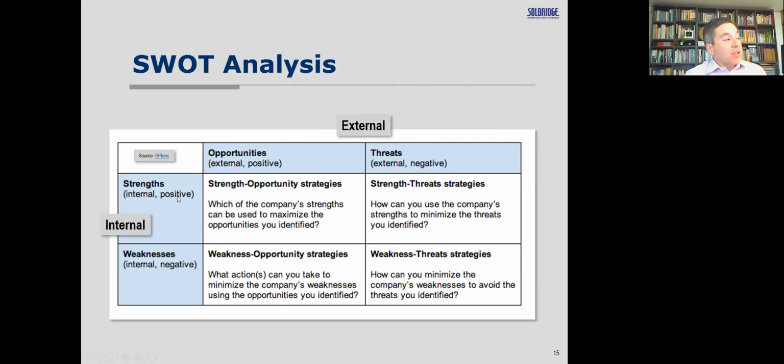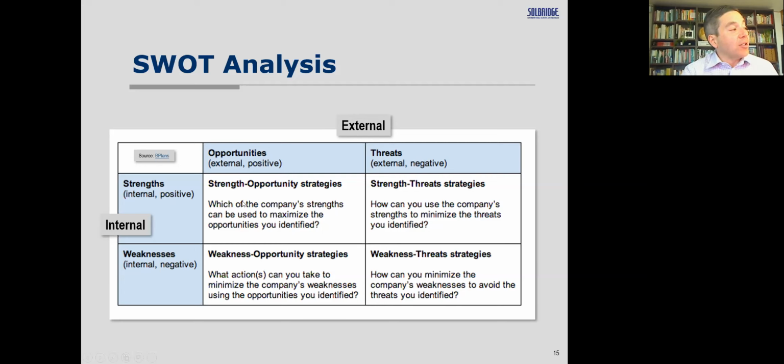On the internal side, you have the strengths. That's why this is S, internal positive factors. And then on the side, you have your corporate or firm or personal or organizational weaknesses. That's the negative side. And then on the outside, you have the opportunities. This would be the external positive. And then you have the threats on the outside. That would be the external negative. So again, this 2x2 framework gives you a framework for strategy.